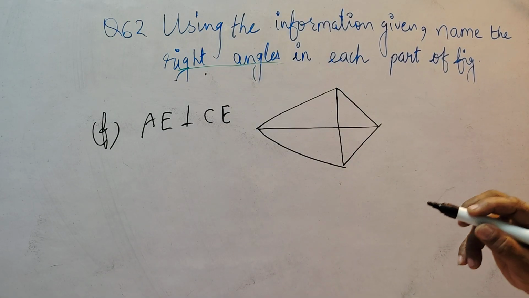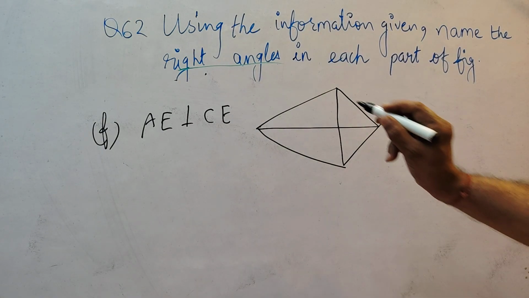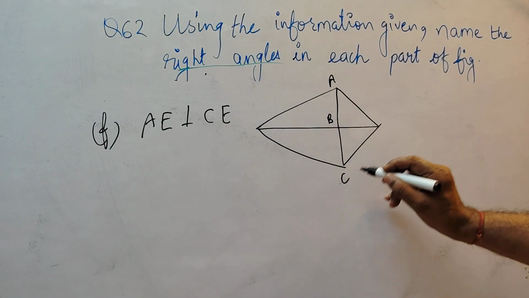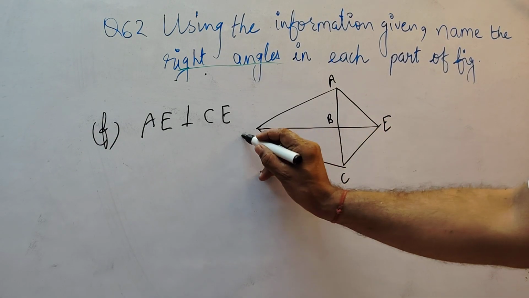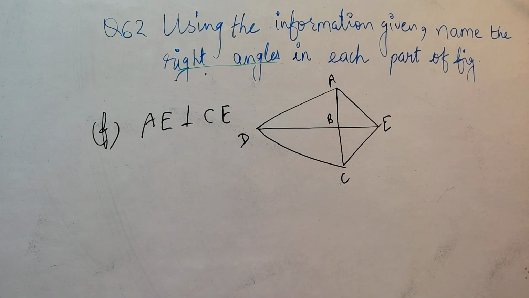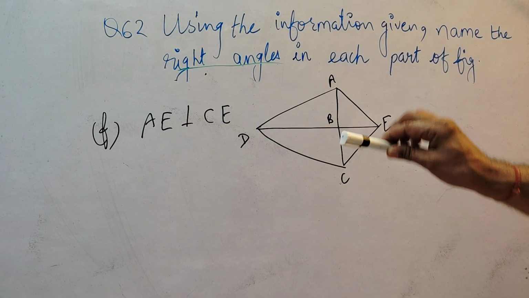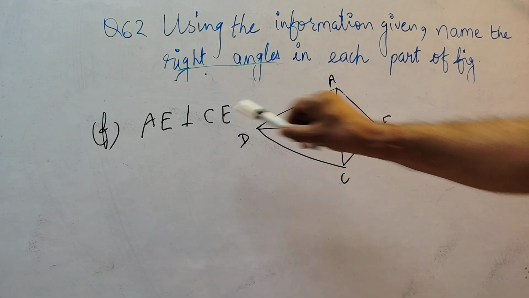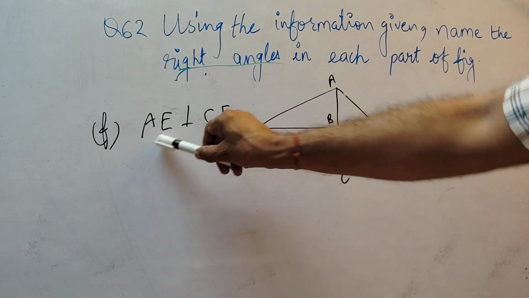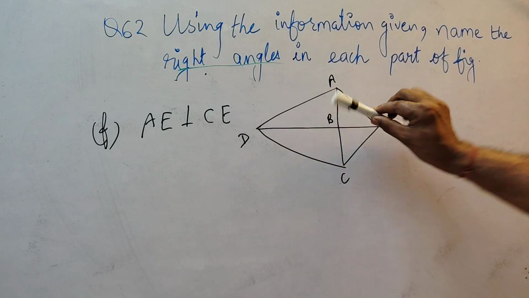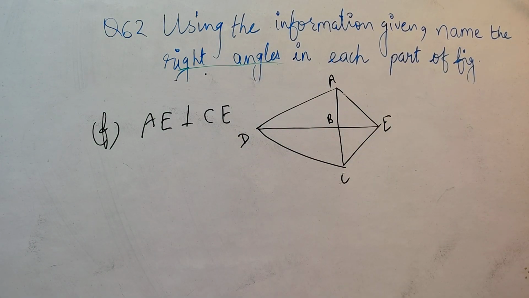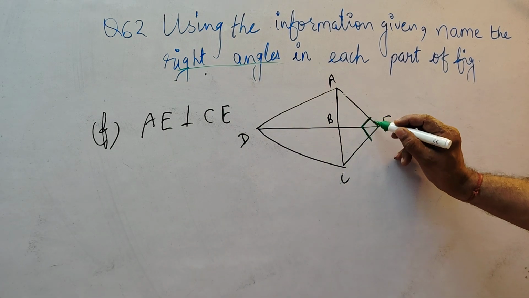This is the figure A, B, C and DE. So here is given AE is perpendicular to CE. Where is AE? This one is AE. And where is CE? This one is CE. AE perpendicular CE. AE and CE are making a 90-degree angle, perpendicular. So this angle is a right angle here.